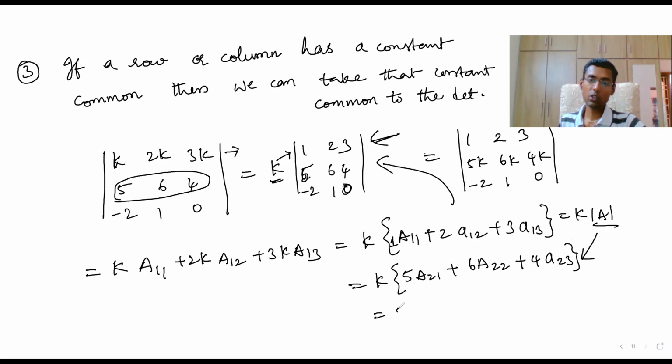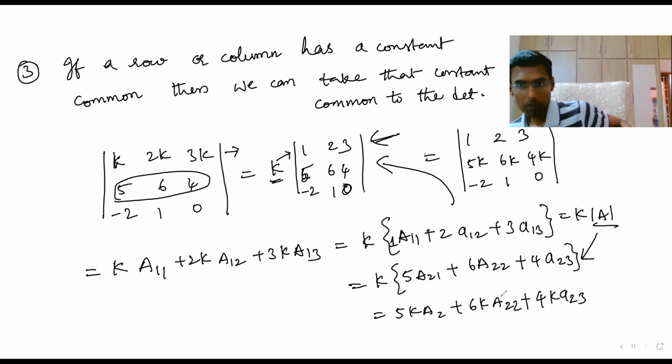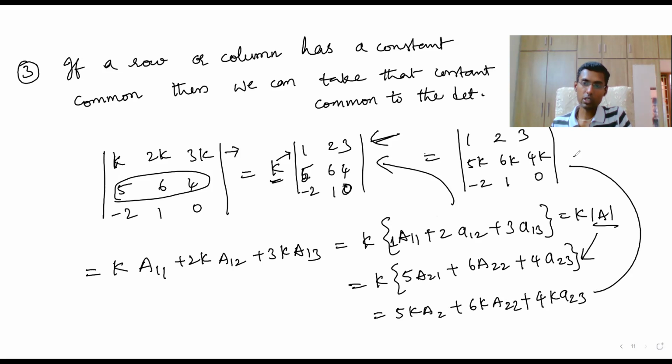Yes, sir. Then what you can do is 5k a21, then 6k a22, then 4k a23. So what can you say here? This is the second row, so you can multiply like this, and this gives you this. That means in a determinant, if you want to multiply by a constant, you multiply it into any one row or any one column. Yes, sir, got it. Okay.